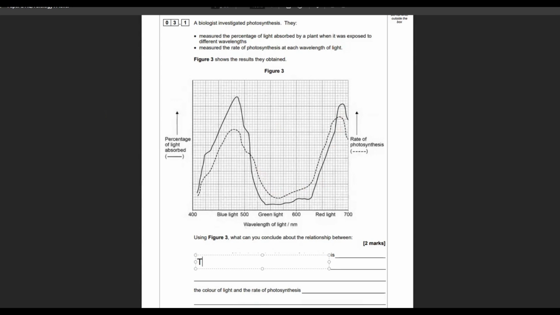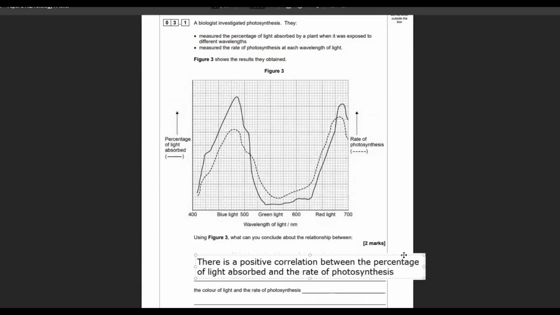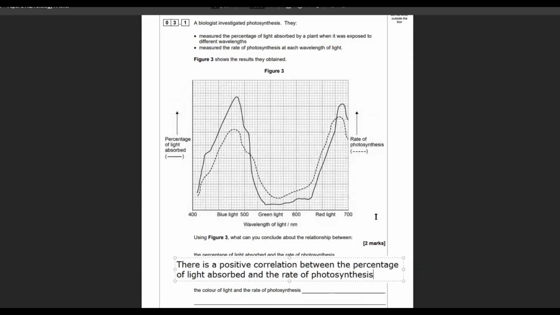So we're going to say there is a positive correlation between the percentage of light absorbed and the rate of photosynthesis. Now, this is just a conclusion. So this is all you're saying. You're not explaining why. You're not saying, oh, the more light absorbed by chlorophyll, the more this and that. You're not bringing out any science. You're just saying what you see with a conclusion.